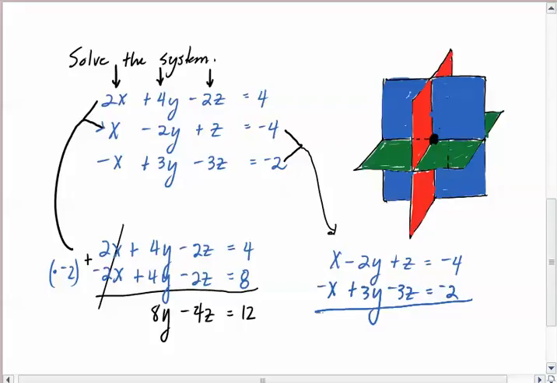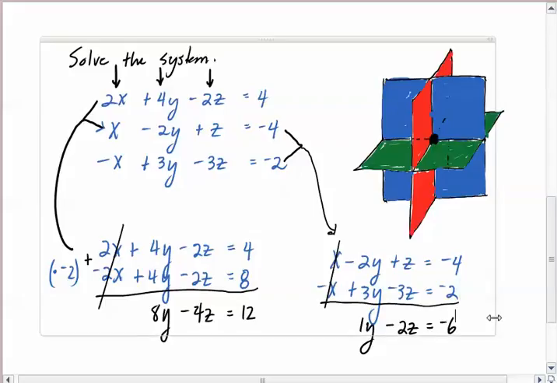Now I'm writing these. I'm taking equations 2 and 3, and I'm combining those. So let's see what we get. I take that column, and it goes away. I have a positive 1y. I add this column, and I get a -2z, and that's equal to a -6. Double checking my work, and I believe that's correct. y minus 2z is -6.